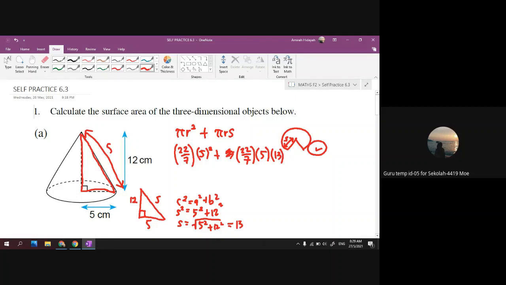So solve je lah macam biasa. Tambah-tambah akan dapat 282.86 cm square. Okay, do not forget to put the unit centimeter square, sebab dia menunjukkan area, unit untuk area. Okay, so this is for 1A. Alright, senang kan sebab dah tahu formula untuk area for a cone. So kalau soalan minta area untuk cone ni, just use this one.